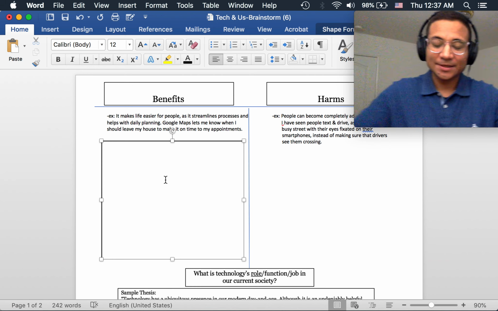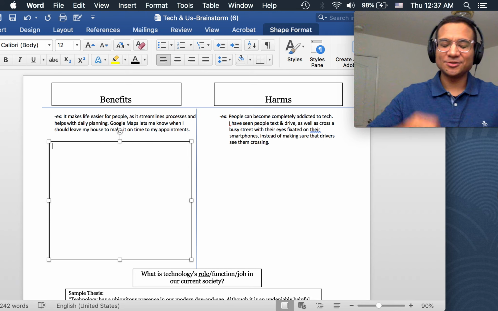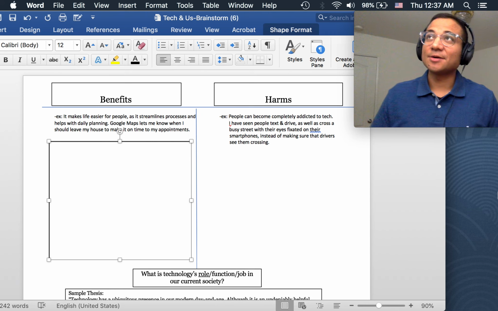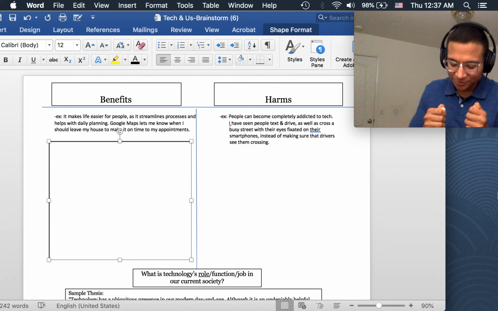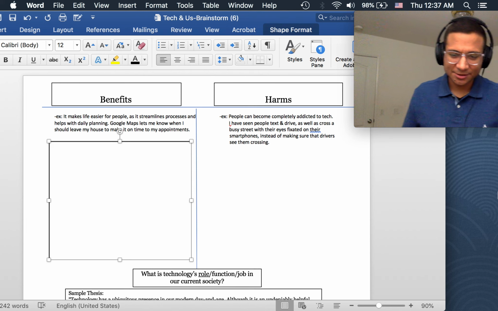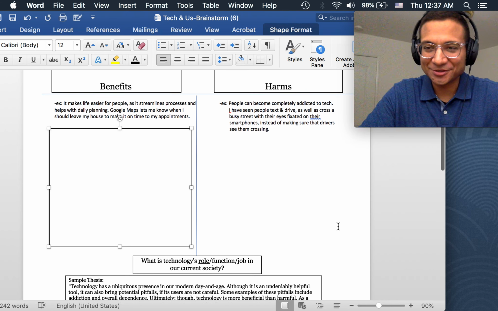And then harms, here's an example. I was thinking about addiction to smartphones, video games. I literally saw somebody crossing the street. There was a crosswalk. They were glued to their phone. They didn't look both ways. I was like, oh no, that's not safe. They're just glued to their smartphone.